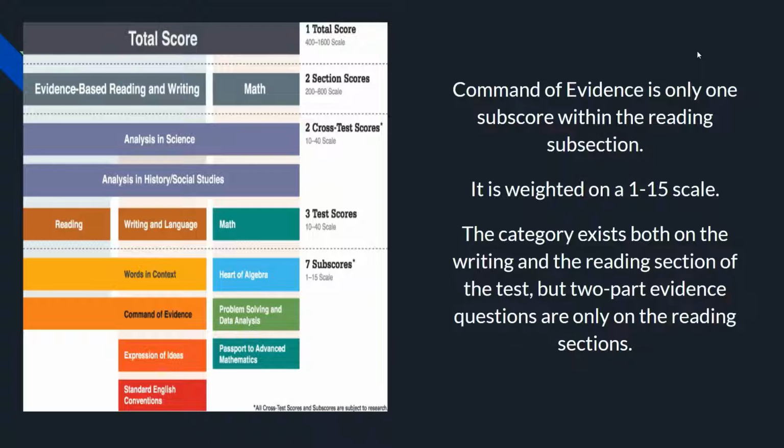Command of evidence is a subscore within the reading subsection, which is rated on a 1 to 15 scale, and these types of questions are often what feeds into this. So the category exists both on the writing and the reading section of the test, obviously, but the two-part evidence questions, which we'll be focusing on today, are only on the reading sections.